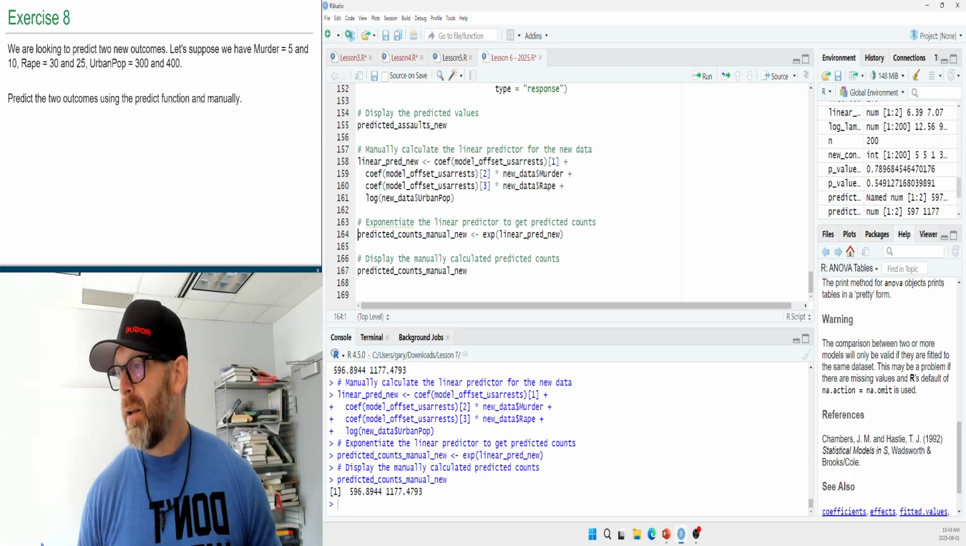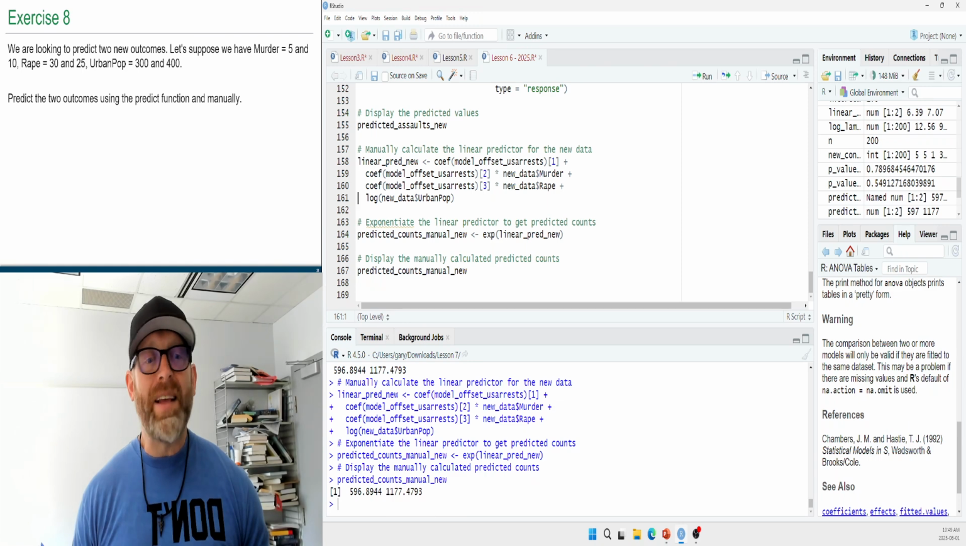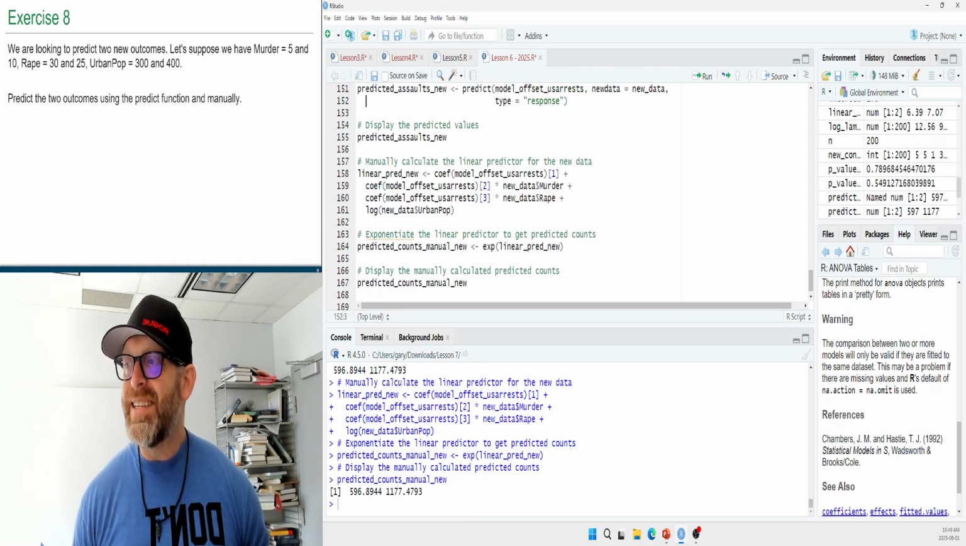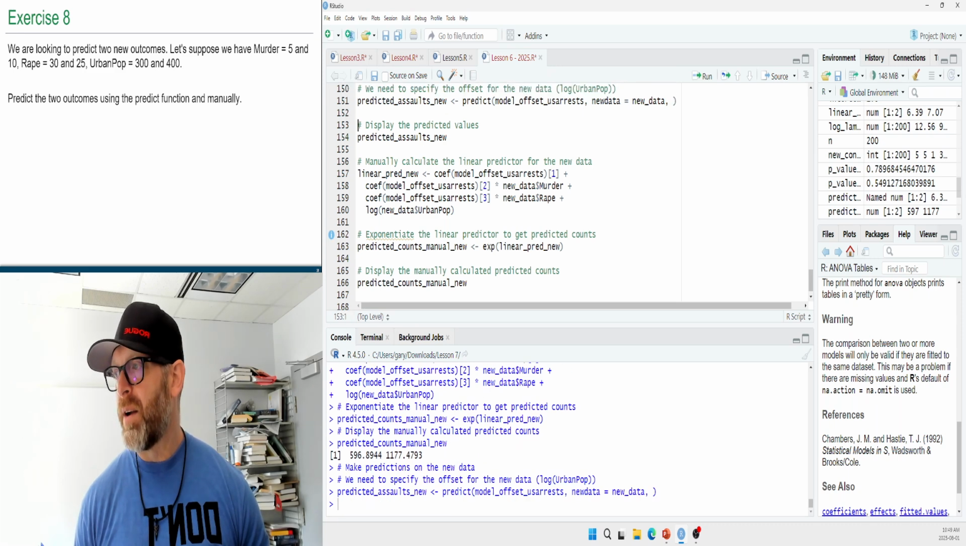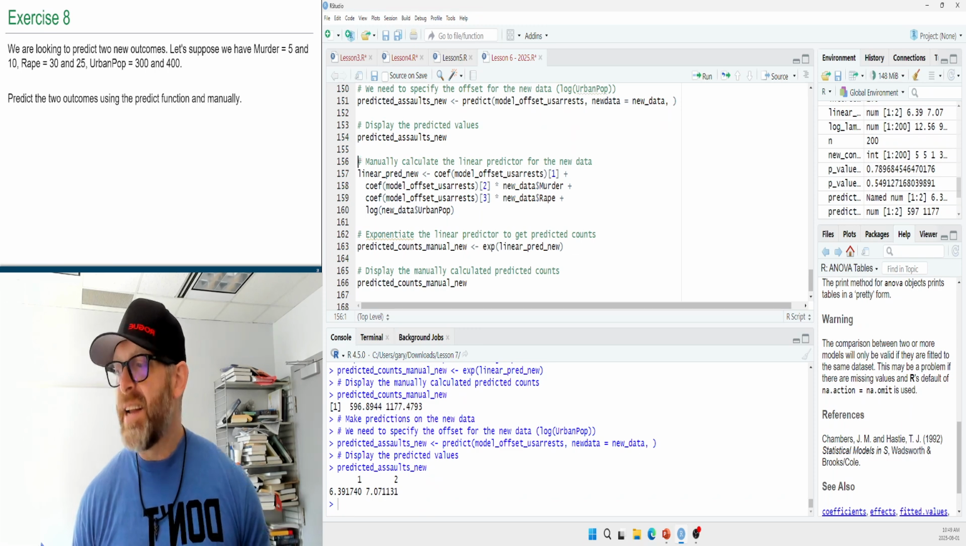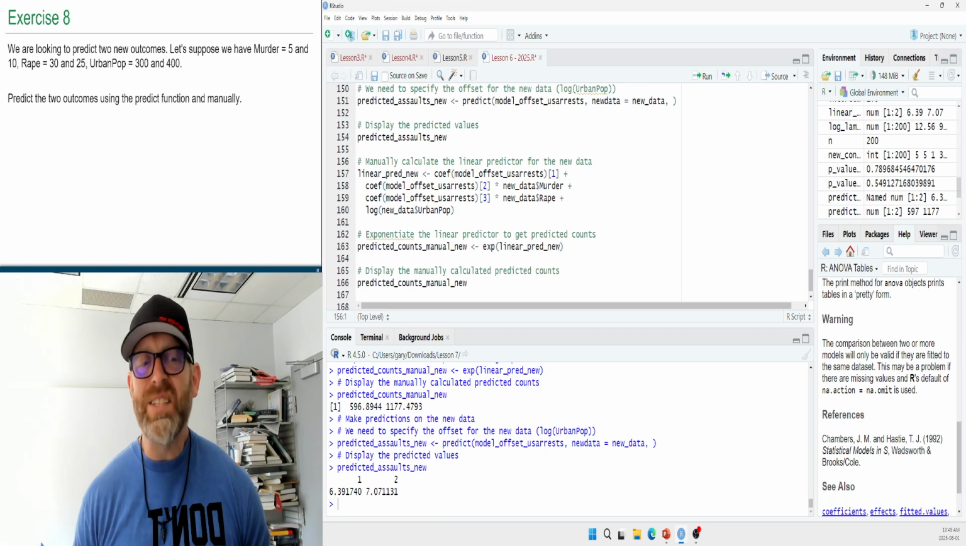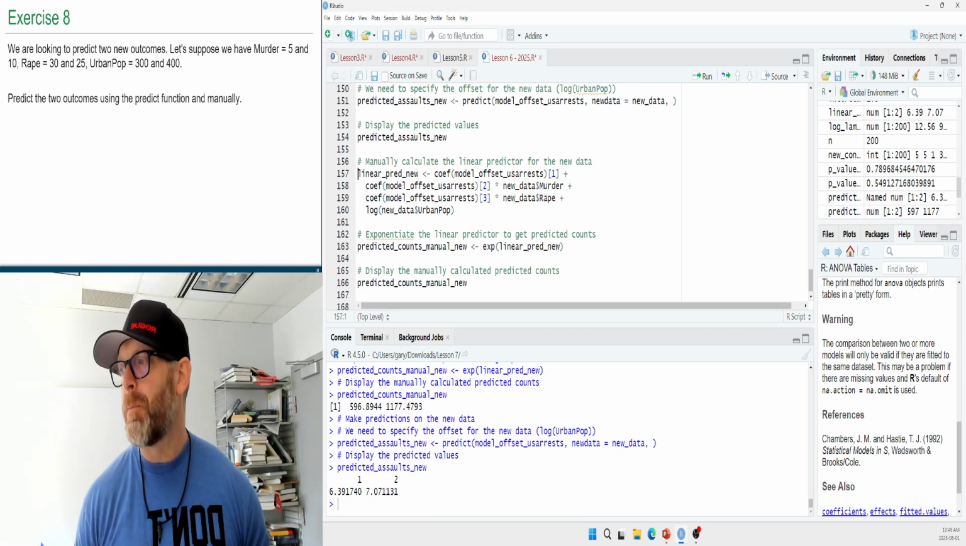So this gives me everything back in terms of lambda. Now what happens if I get rid of the type equal to response, and I run this and predict this? Notice now my predicted for each one is 6.39 and 7.07. These are vastly different. Why are they different?